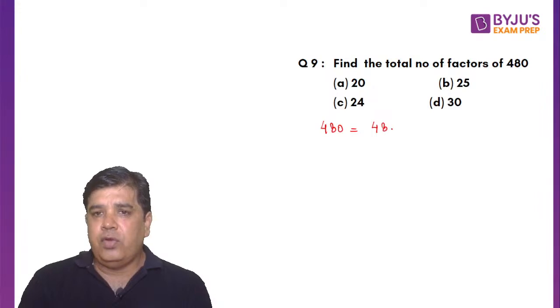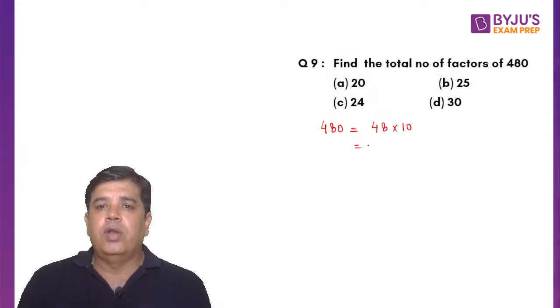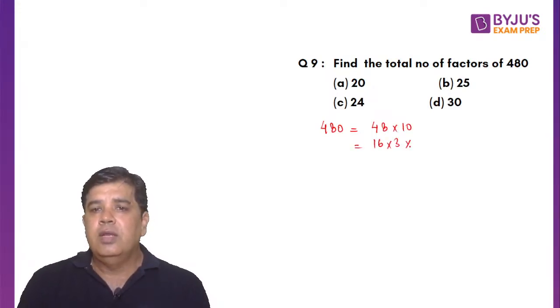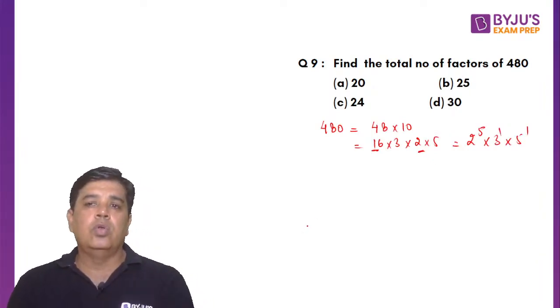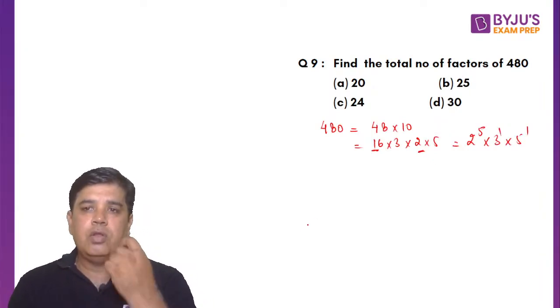Can I write this as 48 into 10? 48 is 16 into 3. 10 is 2 into 5. So 16 is 2 to the power 4. There is one more 2. So 2 to the power 5 into 3 into 5. This is the total prime factorization of 480.